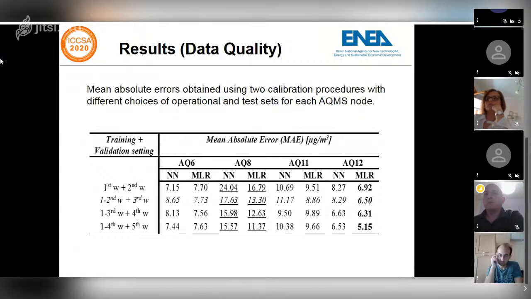What can we observe? First, the results show that the devices' performances are consistent, except one that works worse than the others. And we can observe that enlarging the training set does not provide significant improvements with respect to choosing 1 week for the training.